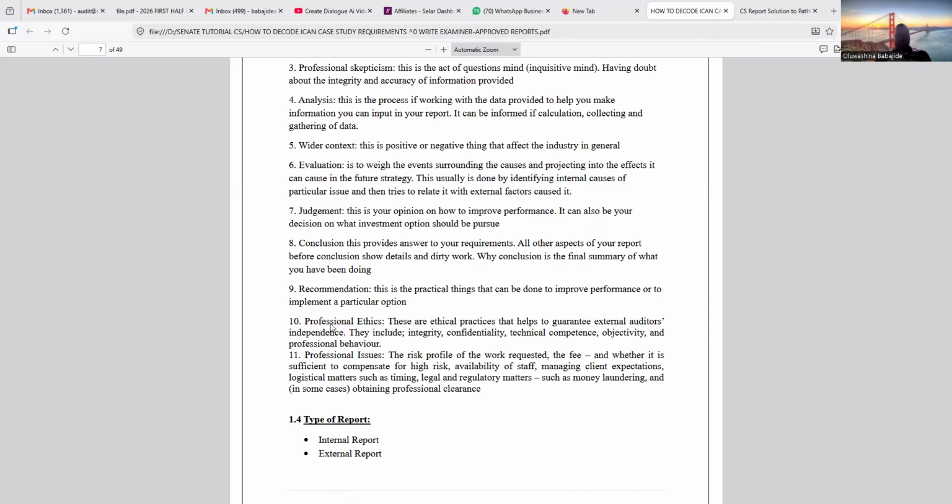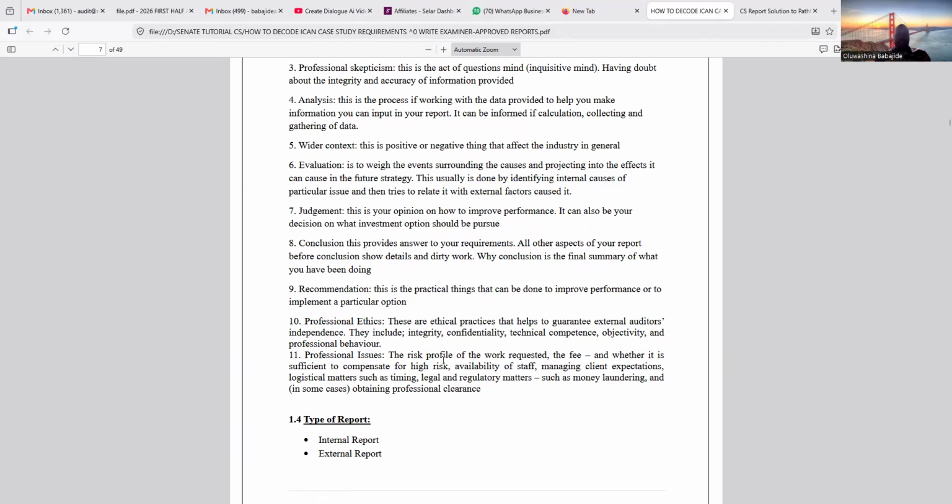This is the practical thing that can be done to improve performance, or to implement a particular option. So that is the recommendation. At the end of everything, you need to give advice to your client or your boss, a way out to the solution. So that is all about your recommendation.